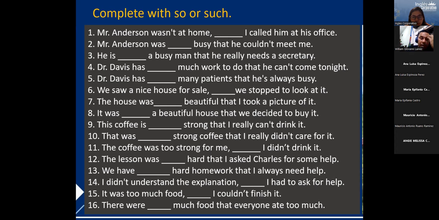Sería so, ¿verdad? Tampoco nos lleva el so much food. Ah, ok. Porque sí tenía un poquito de dudas. El que ocupamos con much y con many es el so, no el such. Entonces siempre que vaya many o much va a ser so. Ok. Number 4, number 5, so.